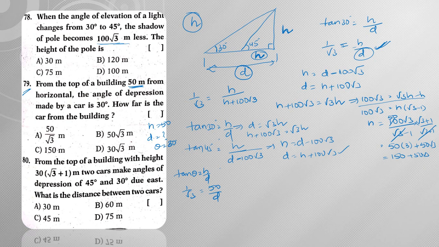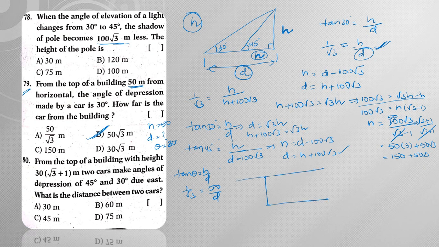So when I do cross multiplication, the answer is 50 root 3. Next, from the top of a building with height 30 into root 3 plus 1, two cars make angles of depression of 45 degrees and 30 degrees due east. Due east means you can consider them in the same direction.